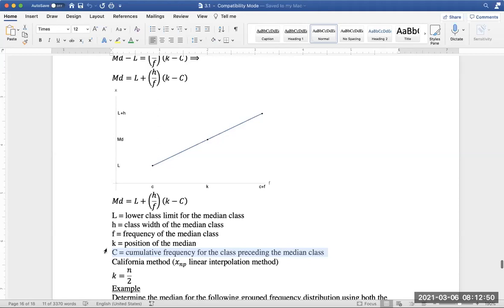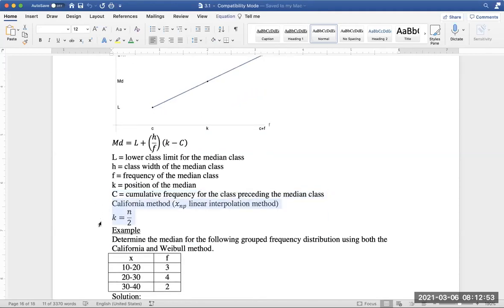Well, it will turn out that there'll be several differing formulas that I'll need to use to find the position of the median class. And so, the position of the median. It'll just sort of depend on, in this case, your location or the field that you're in. So if I use the California method, and this is called the X sub NP linear interpolation method, then I let K equal N divided by 2.